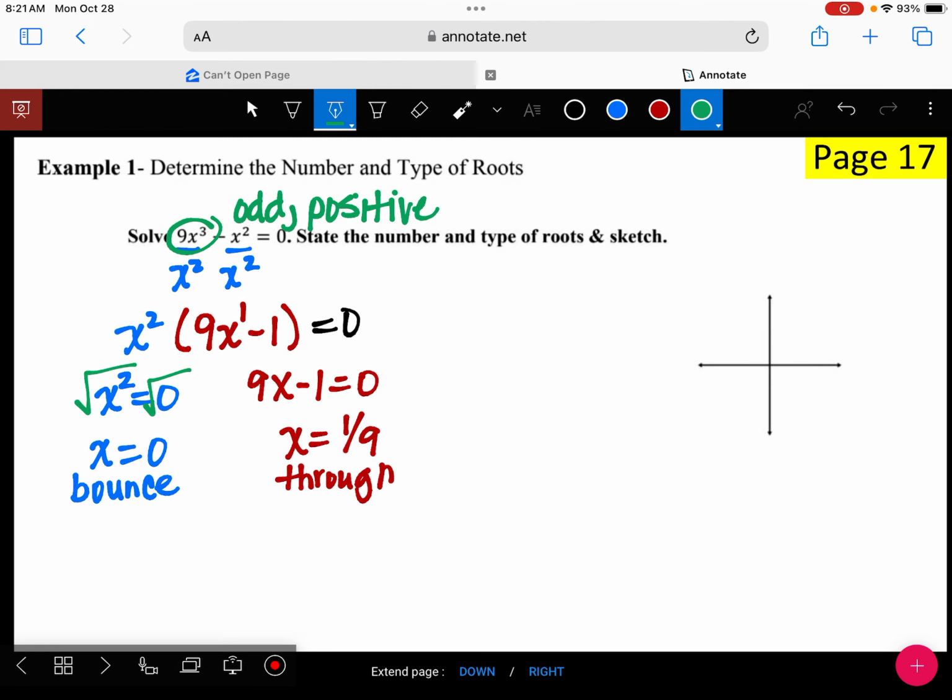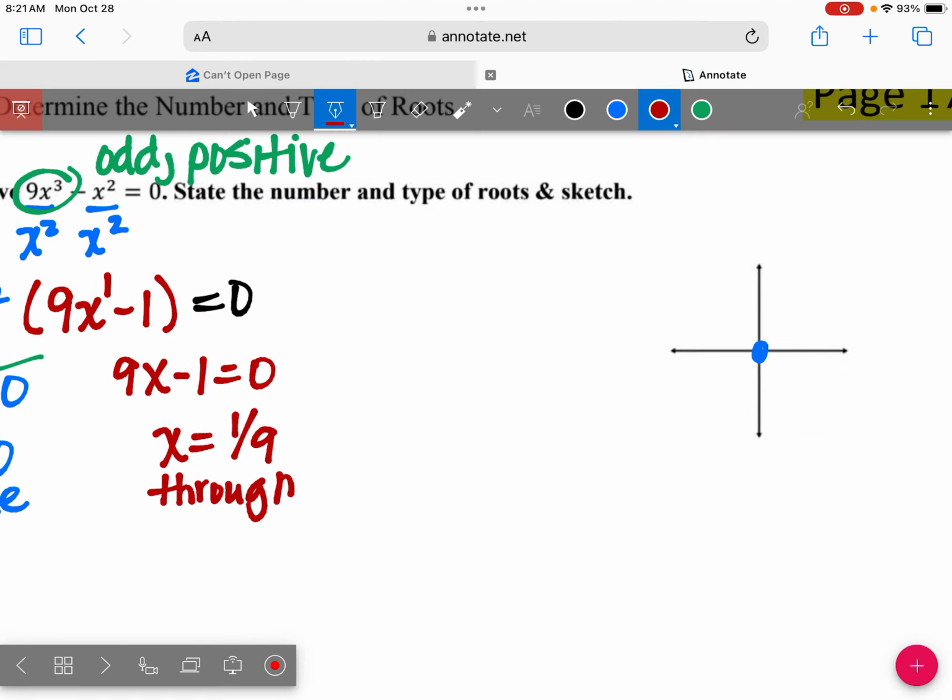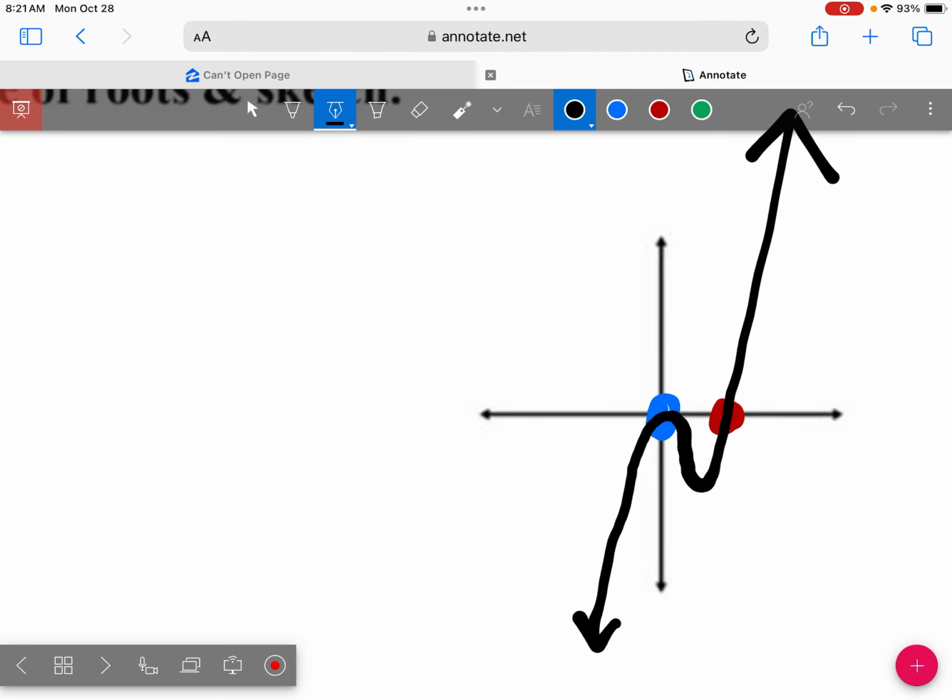All right, so let's go ahead and sketch it. So we got a point at 0. And then I also have a point somewhere on the positive side. So remember, it's going to come up, it's going to hit the 0, it's going to bounce back down, make a U-turn, and then go through. So that's the sketch. So it doesn't go through at the 0, it bounces off 0. But it does go through at 1/9.